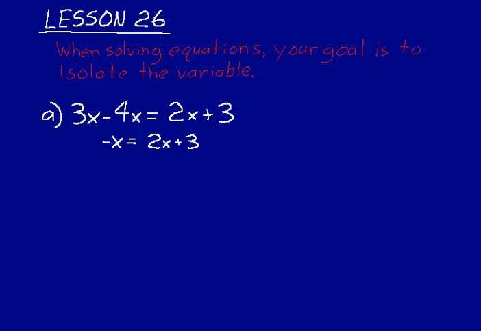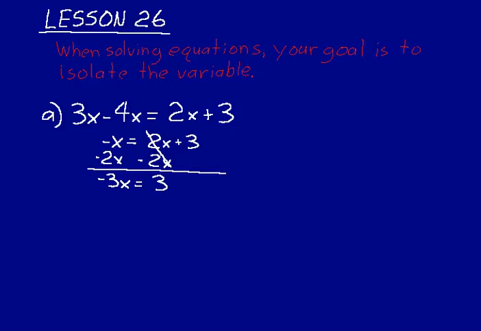So I still have an x on the left and an x on the right. So I could use my addition rule to just get the x on one side. And I'll go ahead and do this so that I get the x on the left side. I'll add a negative 2x to both sides. So that'll cancel what's on the right. On the left, I'll end up with negative 3x, and then that equals positive 3.